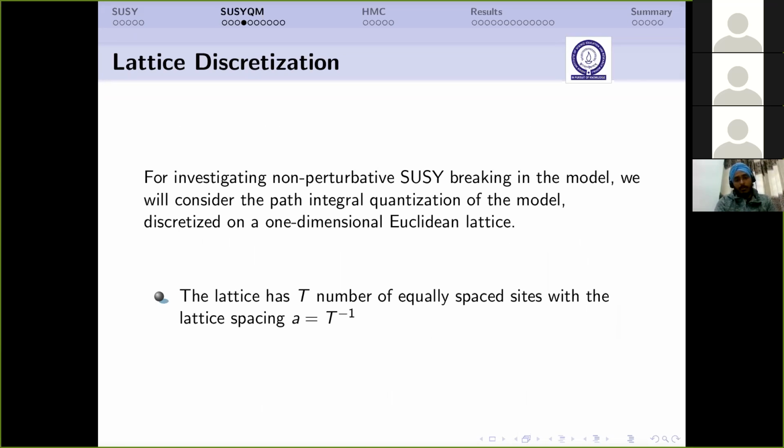So again, the lattice discretization: we have discretized a 1D lattice by putting the theory on it, such that the lattice sites are equally spaced with lattice spacing a, which is equal to T inverse in most cases whenever we are taking beta to be 1. In certain cases, we have also imposed antiperiodic boundary conditions. In that case, we are varying everything, like we are also varying the lattice size, just to have a zero temperature limit.